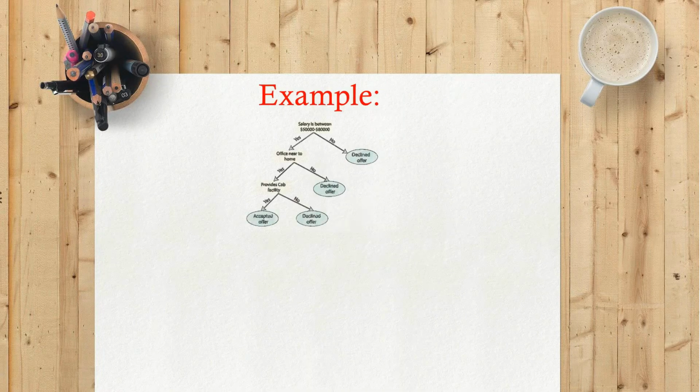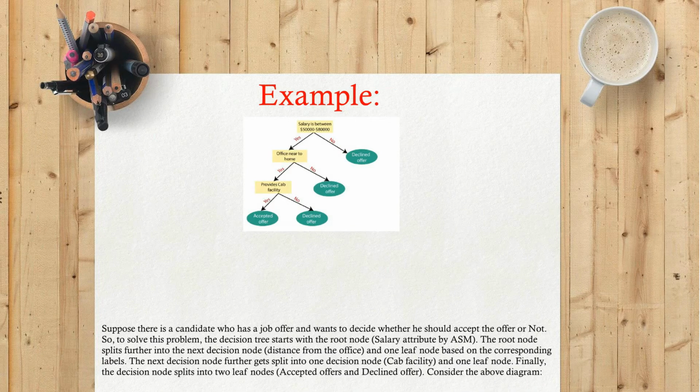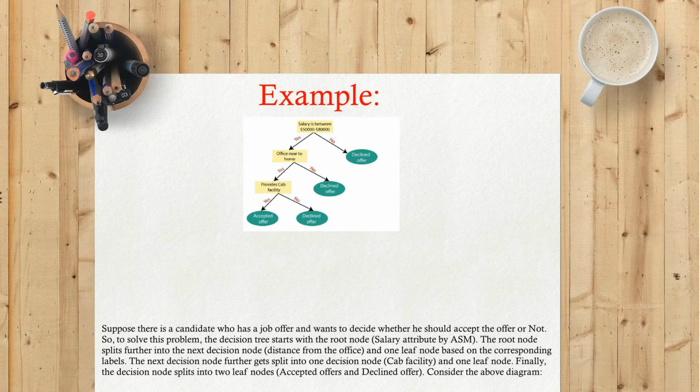Example. Suppose there is a candidate who has a job offer, and wants to decide whether he should accept the offer or not. To solve this problem, the decision tree starts with the root node, the salary attribute, selected by ASM. The root node splits further into the next decision node, distance from the office, and one leaf node based on the corresponding labels. The next decision node further gets split into one decision node, cab facility, and one leaf node. Finally, the decision node splits into two leaf nodes, accepted offer and declined offer. Consider the above diagram.